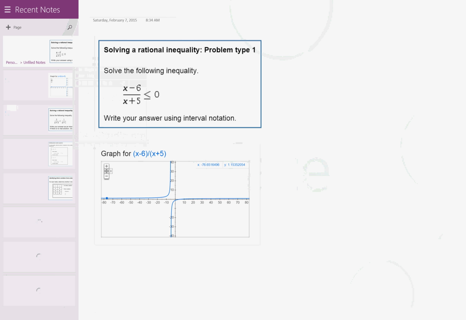I want to solve a rational inequality, and for this, it is absolutely critical that I understand how to use a sign chart. I can take the function f of x is equal to x minus 6 over x plus 5 and graph it and figure out where it's greater than or equal to 0, which would include all of this segment right here and only this part of this segment right here.